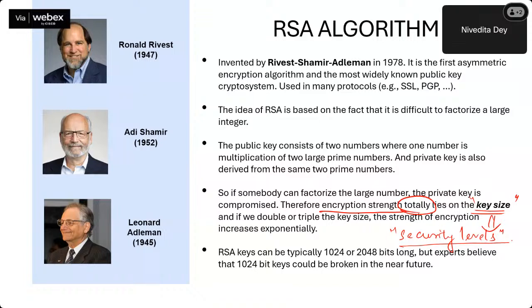RSA keys can typically be 1024, 2048, 4096, or 8192 bits long. But experts believe that this can be broken in the near future. Which keys can be broken and which cannot all depends on the power of the quantum computers that we are going to have in the near future.